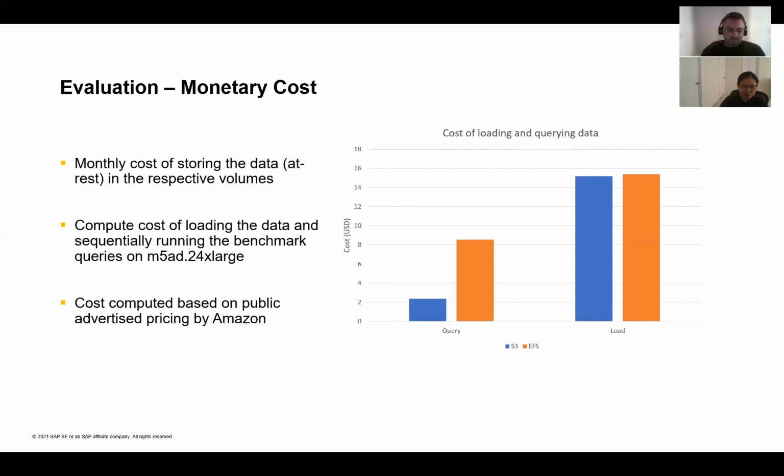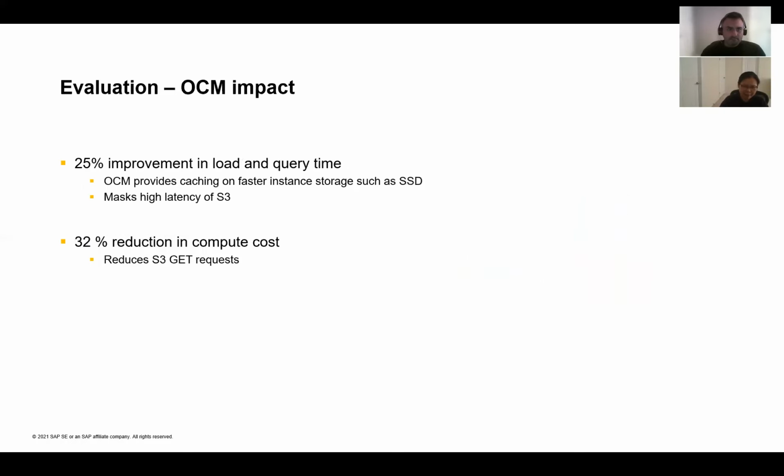We also run the load and query experiments without OCM and compare the results. We find with OCM, there is a 25% improvement in execution time because OCM masks the high latency of S3 by providing caching on faster storage, such as SSDs. As for the compute cost, OCM also plays an important role because it reduces the number of S3 GET requests. From the result, we find that it brings about 32% savings in cost.